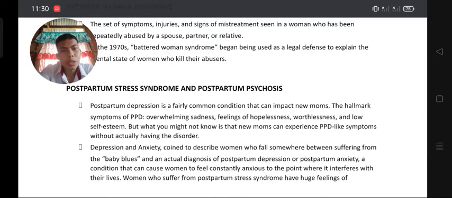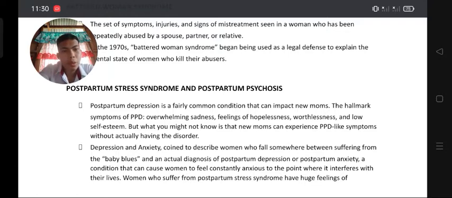Postpartum stress syndrome and postpartum psychosis. Postpartum depression is a fairly common condition that can impact new moms. The hallmark symptoms of PPD: overwhelming sadness, feelings of hopelessness, worthlessness, and low self-esteem. But what you might not know is that new moms can experience PPD-like symptoms without actually having the disorder.